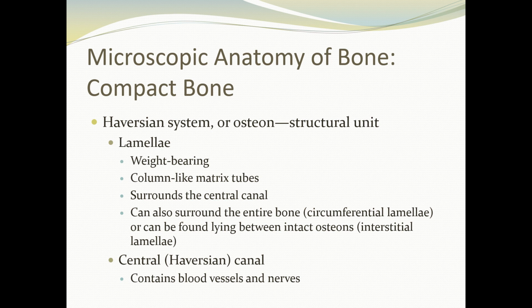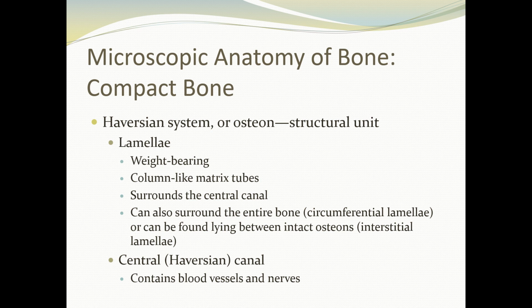Compact bone microscopic anatomy is made up of the Haversian system or the osteon. This is the structural unit of the compact bone. The osteon contains lamella. Lamella means sheet, like laminated. And these sheets are going to occur in a column-like pattern because, again, having an archway, a circular formation without any angles, makes for a stronger material. And so the lamellae are column-like matrix tubes that are weight-bearing, and they will surround the central canal. And the central canal will contain blood vessels and nerves.